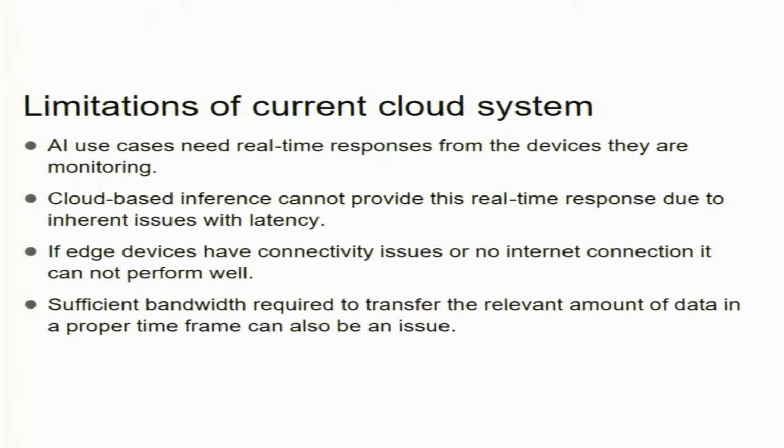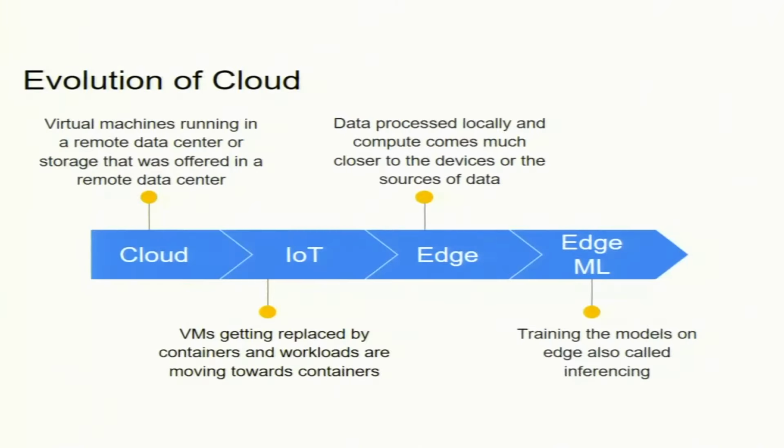AI use cases need real-time responses from the devices which they are monitoring. Cloud-based inference cannot provide this real-time response due to the inherent latency issues that we explained with the help of the toll example: if the toll is to be served with AI and ML in an offline mode, the cloud cannot do that. If the edge devices have connectivity issues and no internet connection, it cannot perform well. Therefore, these are the limitations of the earlier classical cloud, and sufficient bandwidth is also required to transfer the relevant data in the proper time frame, which can also be an issue.